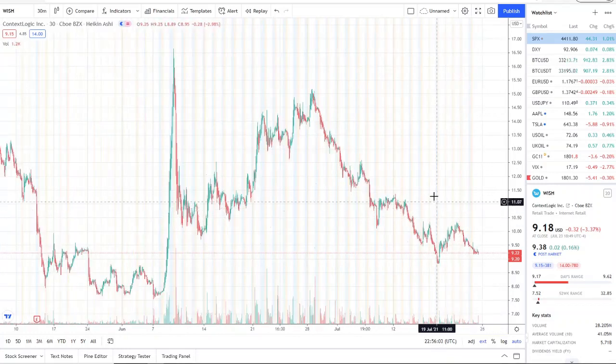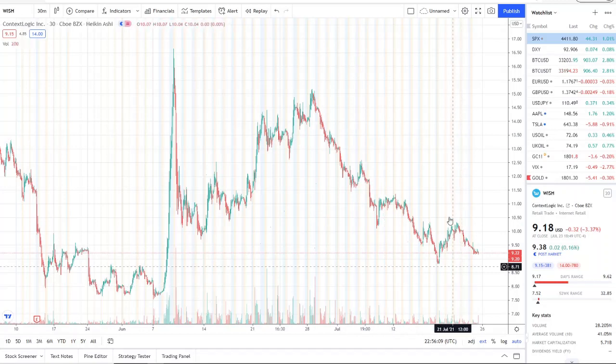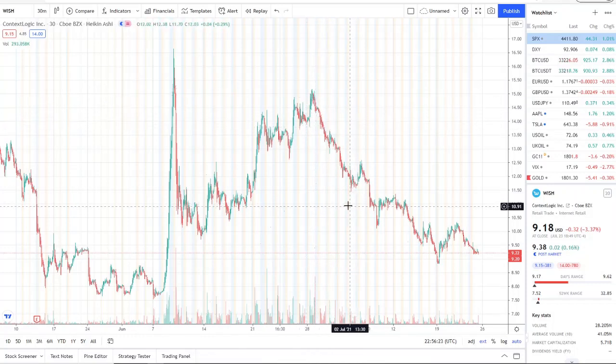So here we are with ContextLogic Inc WISH Stock. Now, WISH Stock continues to pull downwards. I've talked about this in the previous videos. I talked about how this pulled back, ran back up. If it didn't hold above $15, those of you that have been watching these videos, we've been following this together, it was going to get rejected, and it did.